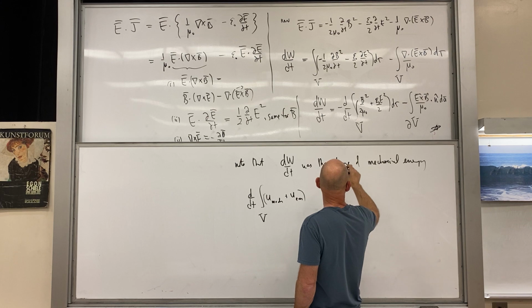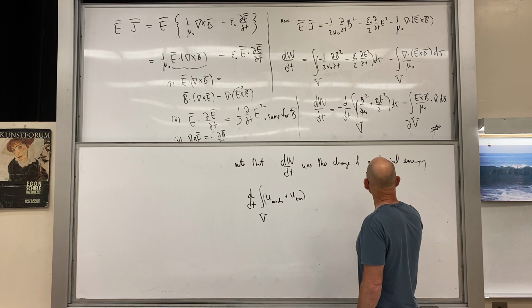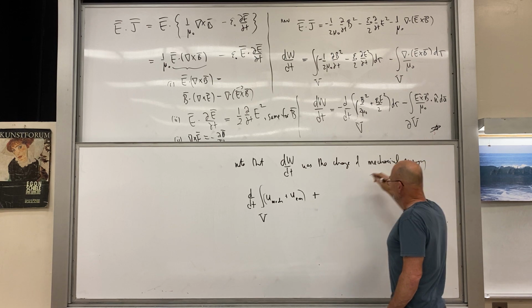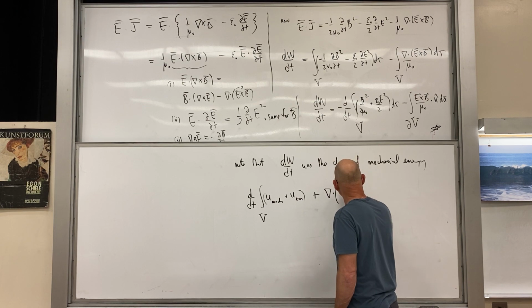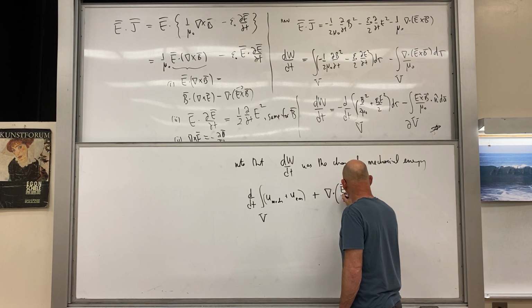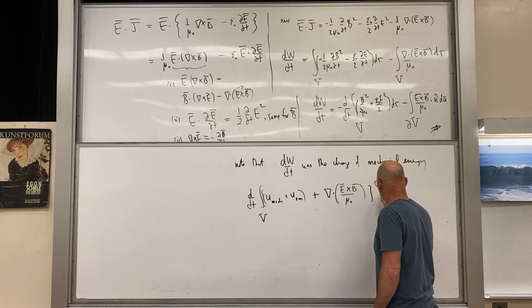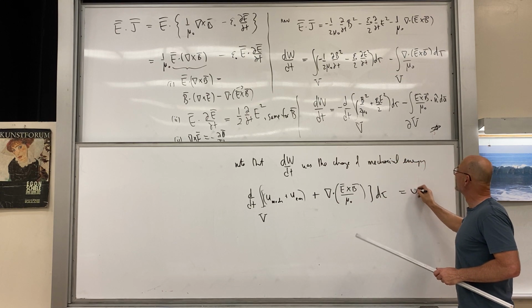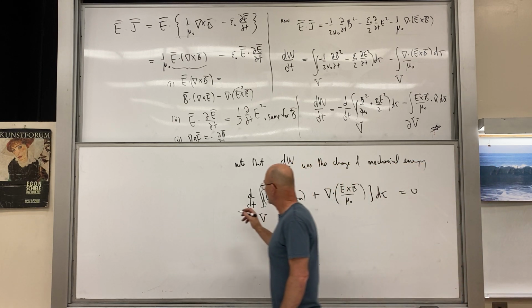And then I'm going to add this one, again, the divergence of E cross B divided by μ naught, d volume, equals 0. So I just brought those both over to the other side. And this is Poynting's theorem.